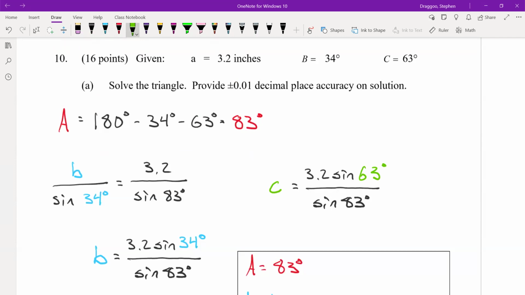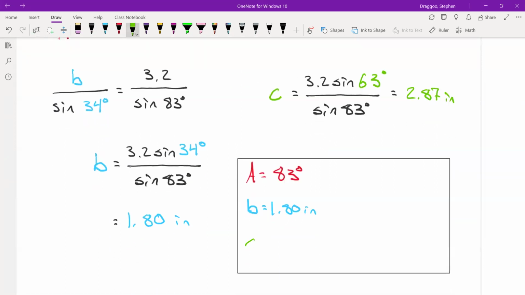Just go back into that entry I had in my calculator already, change the 34 degrees to 63 degrees, and I'll get my answer. 2.87 inches. Come and put that in the box too. 2.87 inches. And that means I'm done. Solving the triangle means I just needed to find the three missing pieces. And there they are. Angle A, side B, and side C.